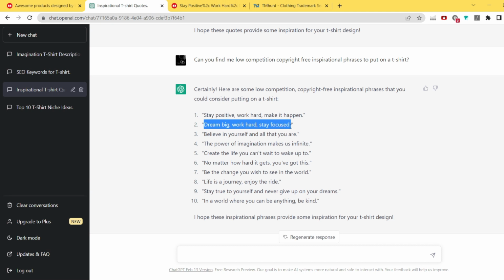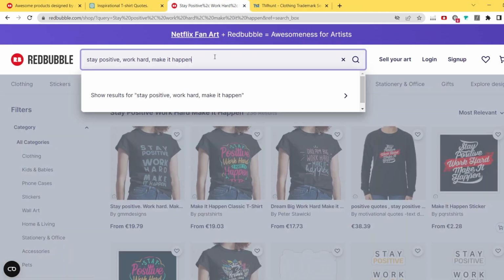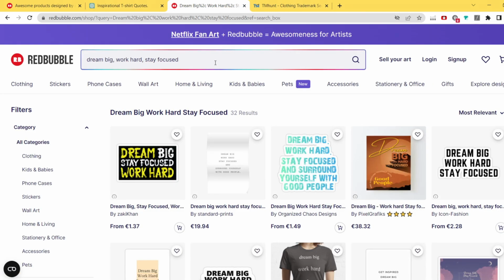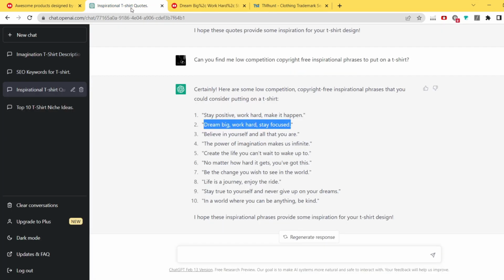Okay, maybe let's try another: dream big, work hard, stay focused. As you can see, 32 results. So these are crazy low competitive keywords you can use.